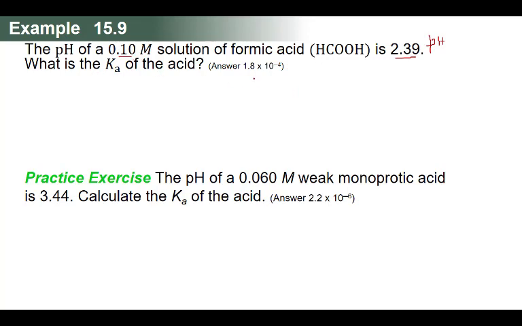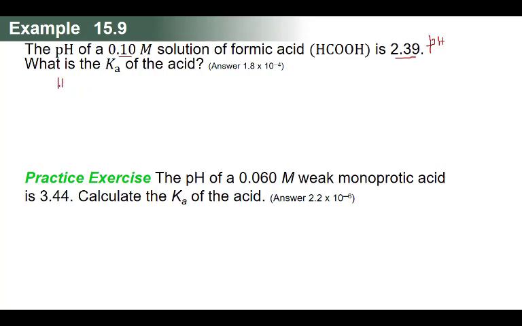So how do we calculate the Ka? To calculate the Ka, you need the concentration of the reactant and the product, but you don't have the concentration of hydrogen ion. Let me write the equation here for this formic acid. So this is very easy.